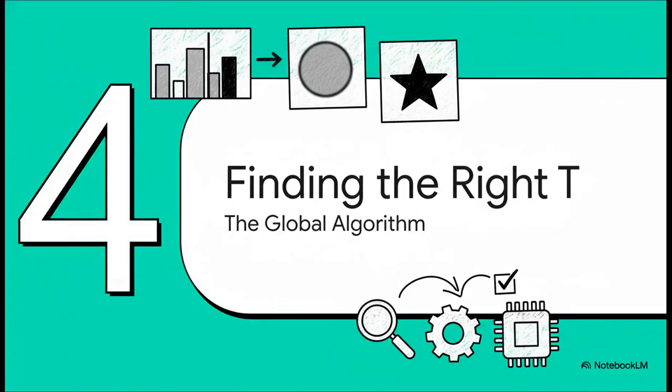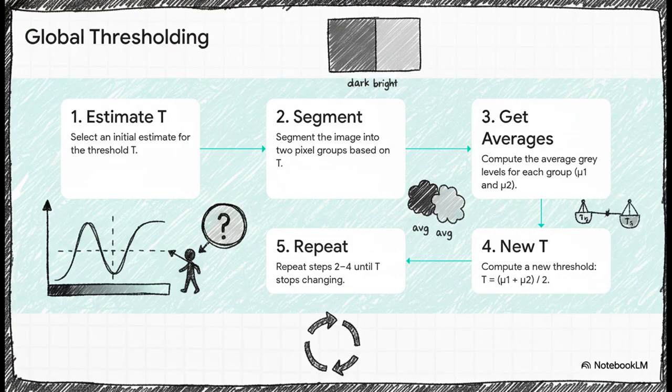So if we can't just look at it and pick the right number, is there a smarter, more automatic way to find the best possible single threshold? Oh yeah, there is. It's a pretty clever algorithm that basically hunts for that valley for us. Here's how it works. First, you just make a rough guess for T. Then you split all the pixels into two teams, a dark team and a bright team. You figure out the average brightness of each team, and your new, better guess for T is just the average of those two averages. You just keep repeating that process over and over until T stops changing.